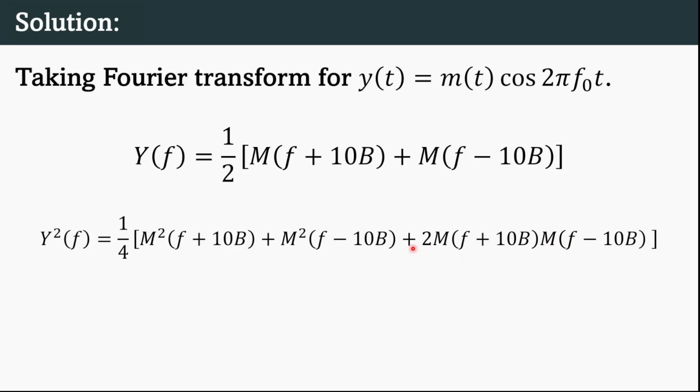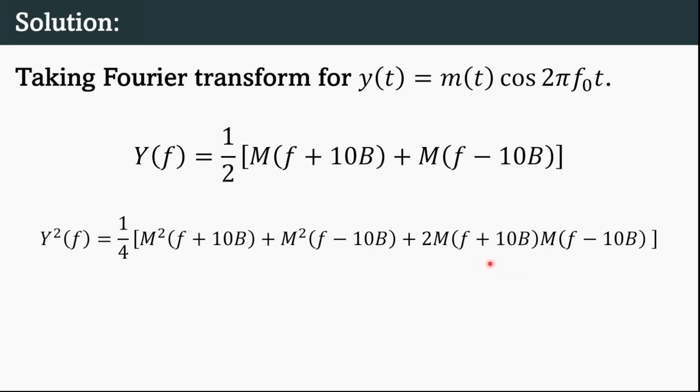So that is what we have got: m square of f plus 10b plus m square of f minus 10b plus 2 times m of f plus 10b times m of f minus 10b. So let's focus on the third term, which is the product of m of f plus 10b and m of f minus 10b. So what do you observe?